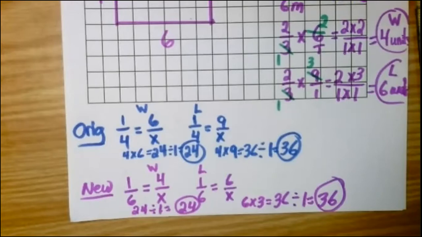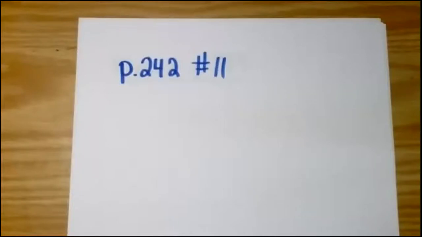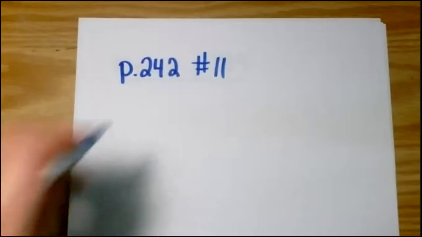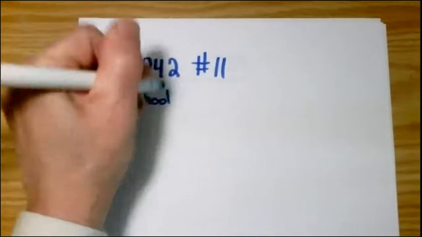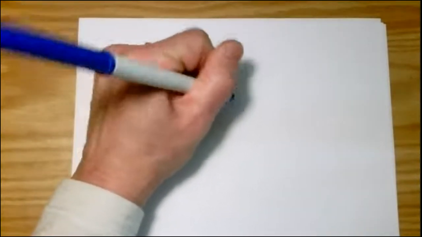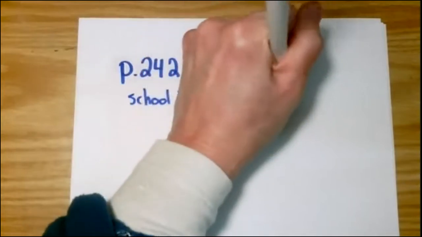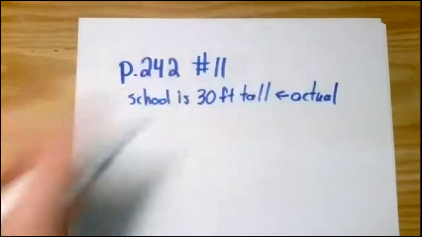So now I'm going to go on to, we have some homework. I'm actually going to do number 11 with you. That's on page 242. So if you want to pull that out, that's one of your homework pages. So we'll do that together. Okay, this is page 242, number 11, one of your homework problems, the only one on that page that you have to do. You have been asked to build a scale model of your school out of toothpicks. Imagine your school is 30 feet tall. So the school is 30 feet tall. That is the actual, right? So we keep that in mind.